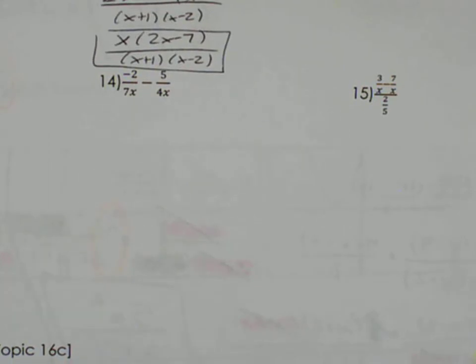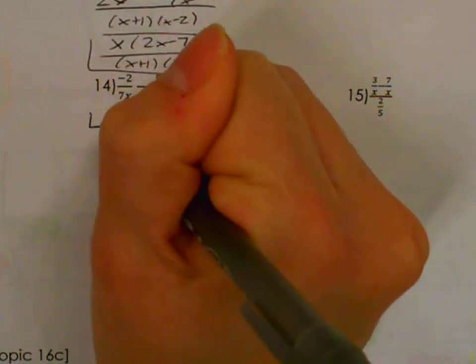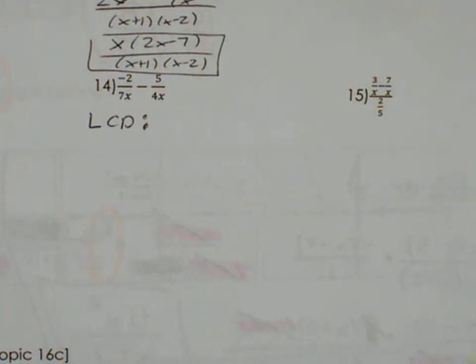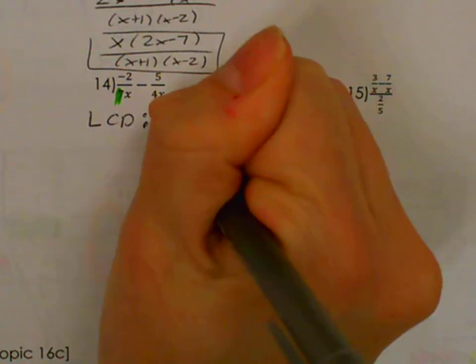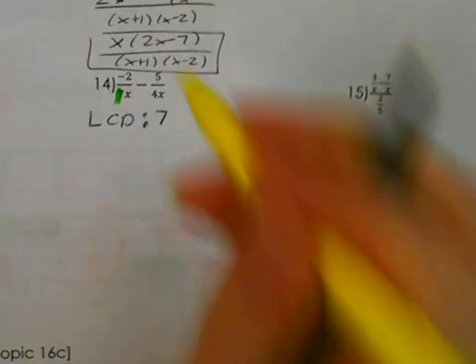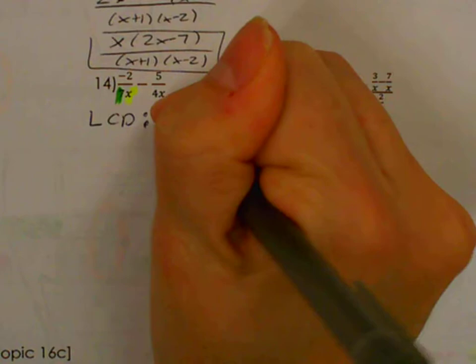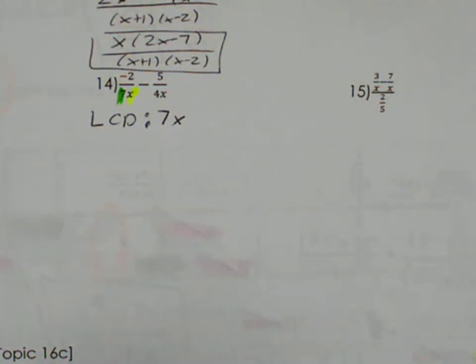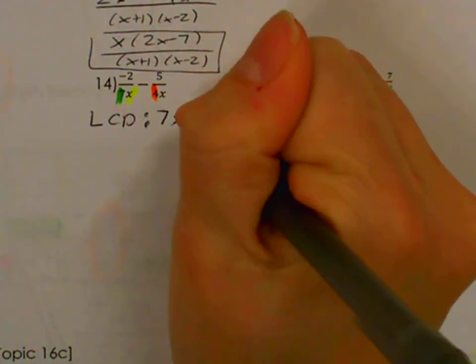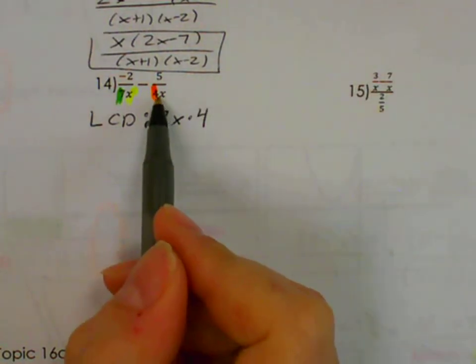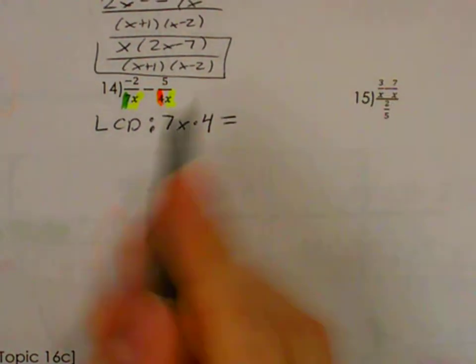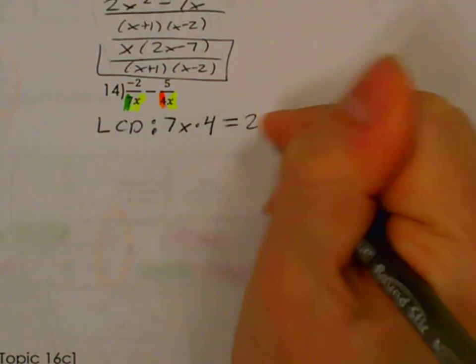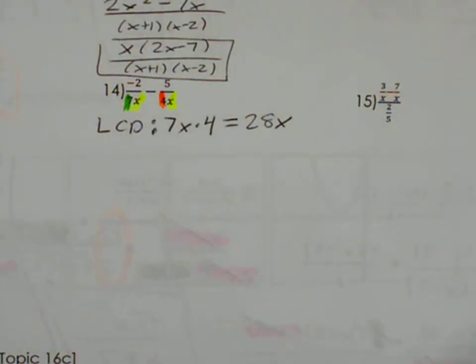All right, let's look at 14. So my first step is the least common denominator. So if I look here, I've got a 7, so I need to include that. I've got an x, definitely need x as part of it. I've got a 4, so we're going to multiply by 4 also. And then I have an x, but I already did my x, right? I've got one here, I don't need to include it again. So when I multiply this out, 7x times 4, I get 28x. That's my least common denominator.